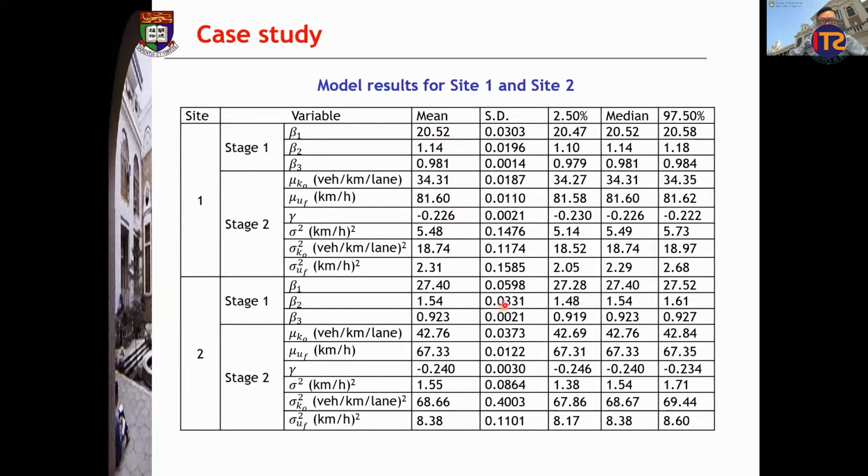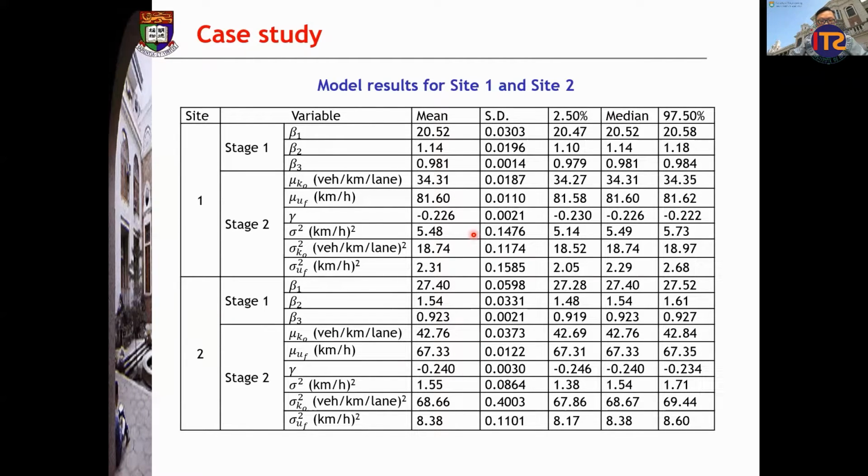So here are the calibrated results, and it's good that all the model parameters are statistically significant at the 5% level. And as you see, the parameters are all reasonable, with the free-flow speed around 80 and 67, similar to the data obtained when the traffic condition is free-flow, and the rainfall has a negative effect on the speed, and that's also very reasonable.